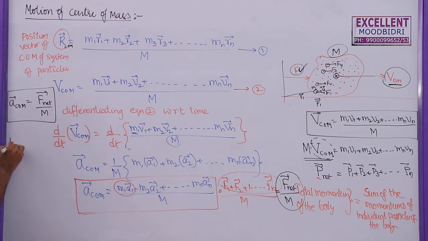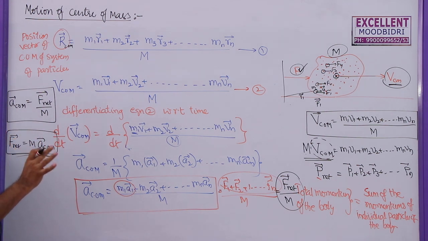By cross multiplication you get F net is nothing but the total mass into acceleration of center of mass of this one. In Newton's second law, we wrote that F is equal to ma, where m is the mass of body, a is acceleration. What is that acceleration? Whenever a body is given a force, that acceleration is nothing but acceleration of center of mass of the system.